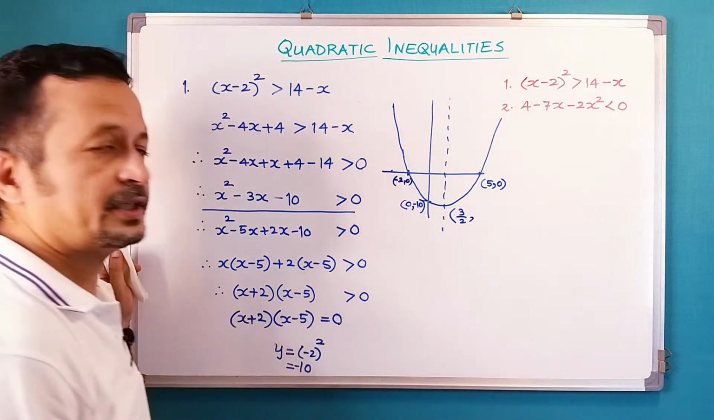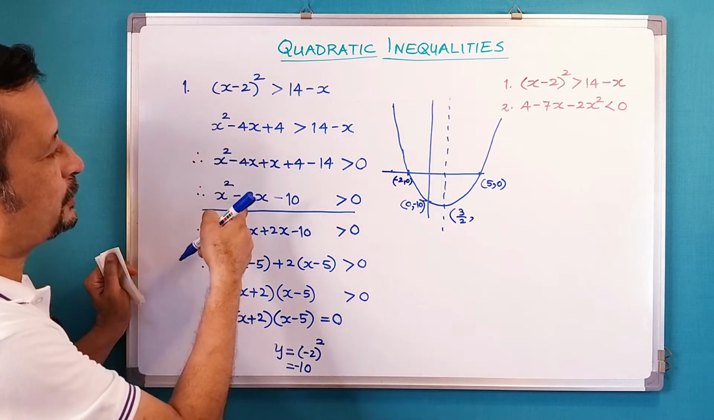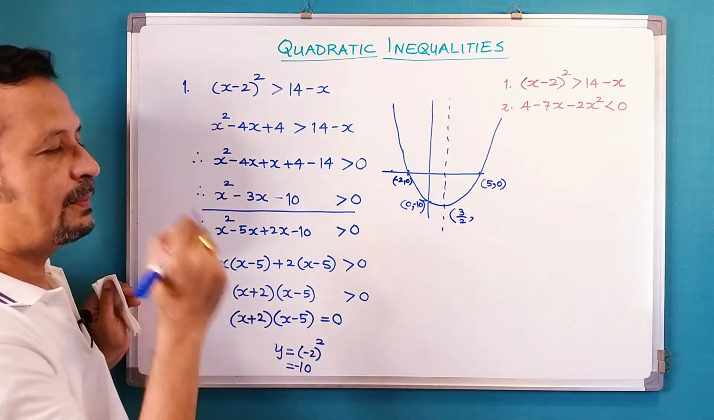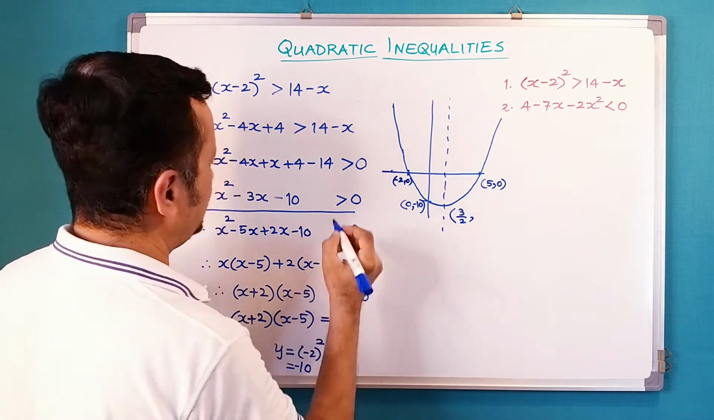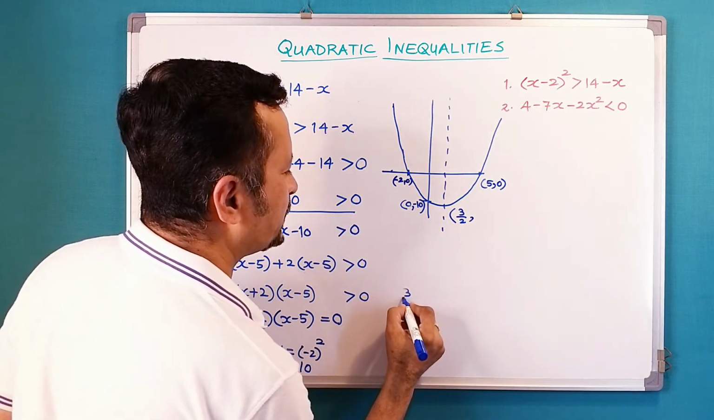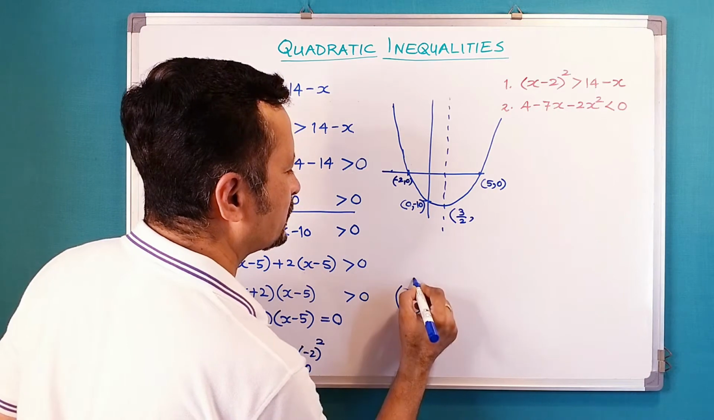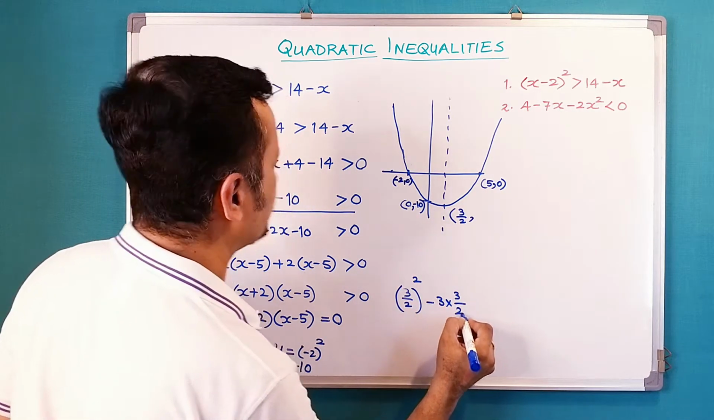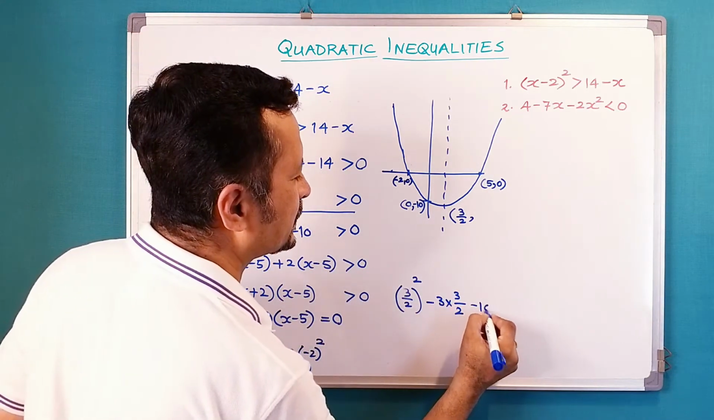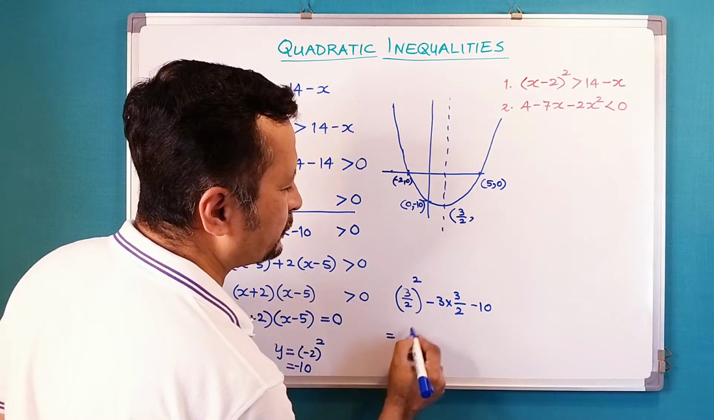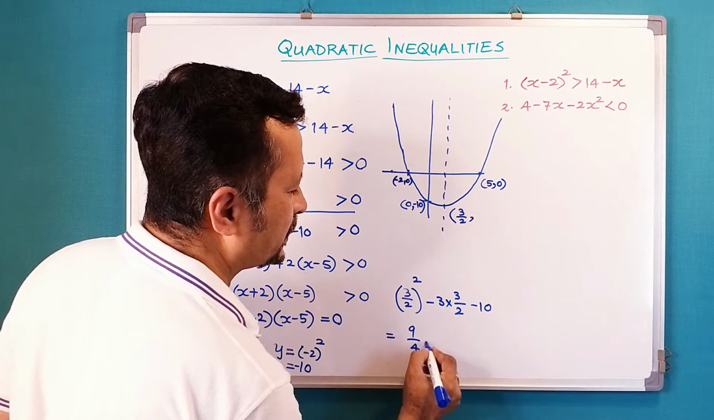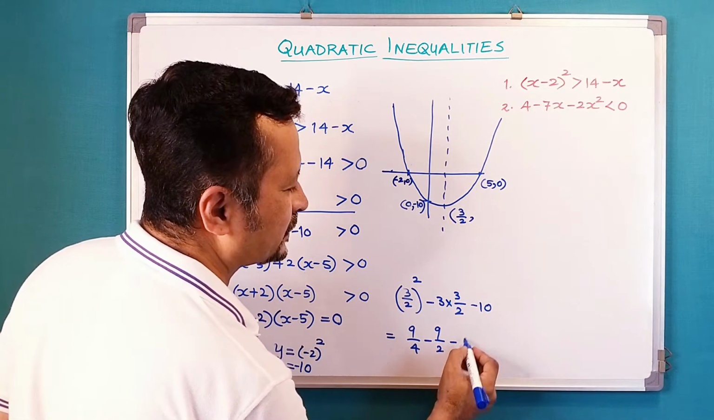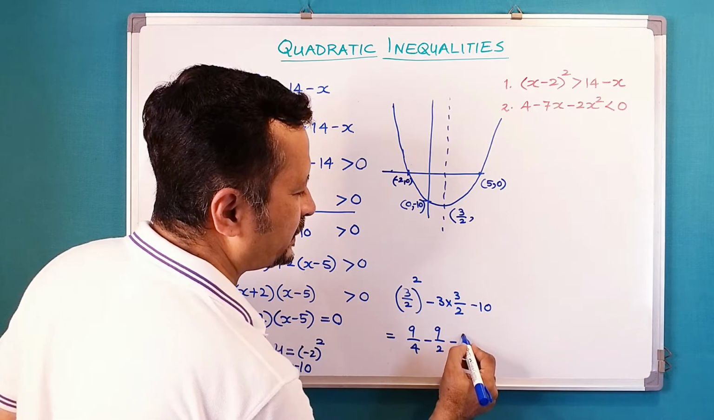And what about the y coordinate? For the y coordinate, you would be substituting it over here, correct? So x square minus 3x minus 10. Let us substitute 3 by 2 square minus 3 into 3 by 2 minus 10. This is my y. So that would be 9 by 4 minus 9 by 2 minus 10.